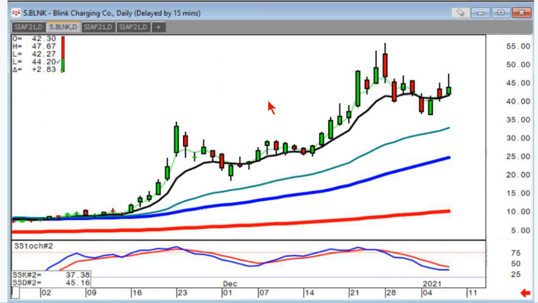Okay. And Gary, I think Blink is probably going to be one of these that just has the capability of going into every gas station around the nation.